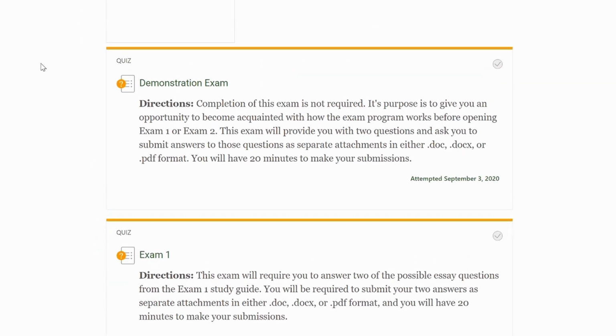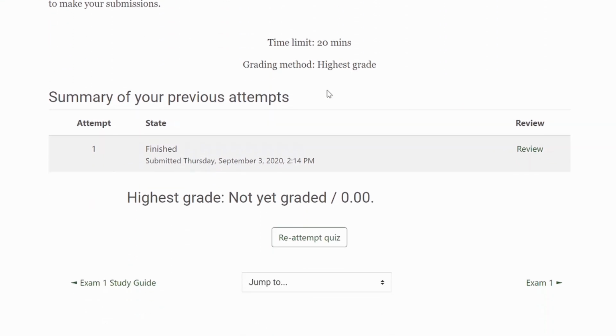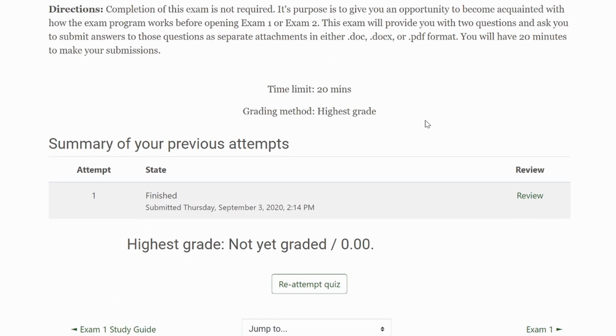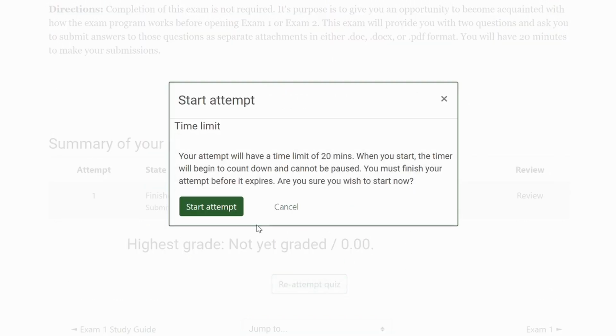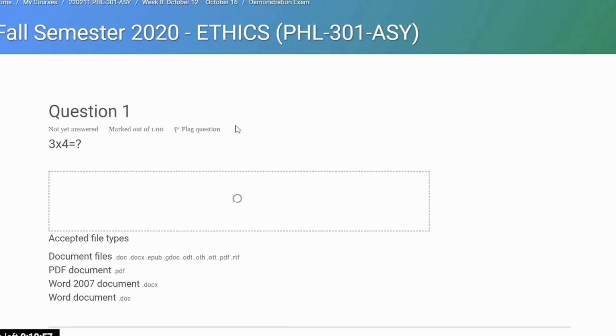The last thing I want to do is just take you through this demonstration exam and show you the nuts and bolts of how the program works. So we'll go ahead and click on the link, this demonstration exam. I already did one of these just before, so it shows I've had an attempt already, but we'll just do a reattempt so that I can show you. The first thing that comes up says you're going to start the exam, you'll have a time limit of 20 minutes, you'll get a timer to count down, and it makes sure you want to start. And again, I know I've said it a million times, but I really cannot stress enough, before you click that start attempt button, please make sure you have answers to all the possible essay questions written out.